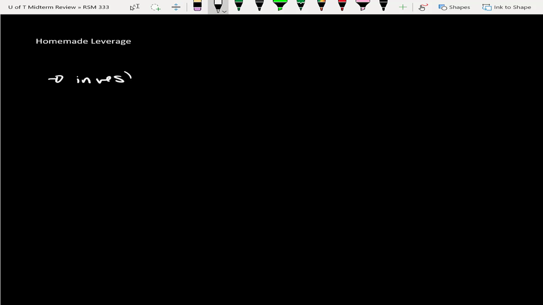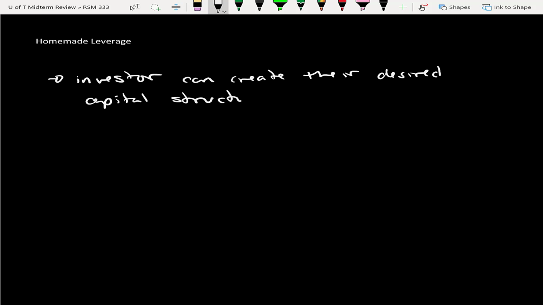Essentially what this says is that an investor shouldn't care about the debt-equity ratio, or the capital structure of a company. It says that the investor can theoretically create their desired capital structure. And it is very theoretical, but let's do the two scenarios they talk about. Scenario one is that you want the company to have more debt.